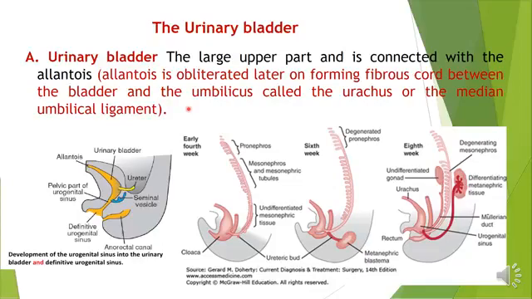The first part of the urogenital sinus is the urinary bladder, the large upper part, connecting with the allantois. The allantois is obliterated later on, forming a fibrous cord between the bladder and the umbilicus, called the urachus or median umbilical ligament.